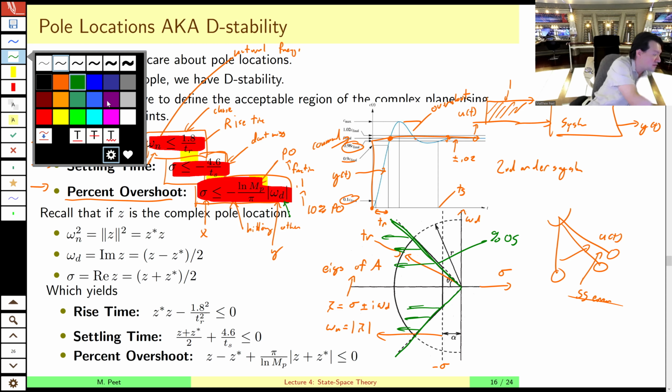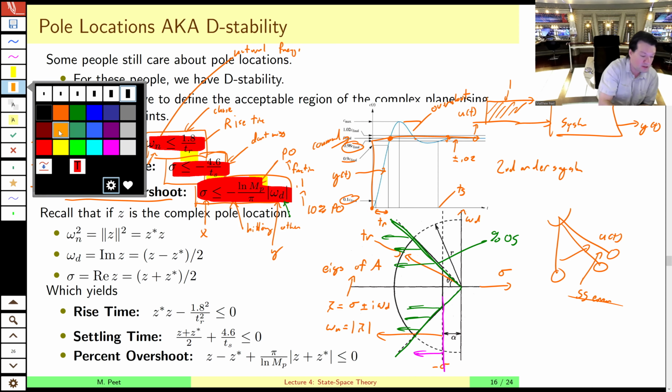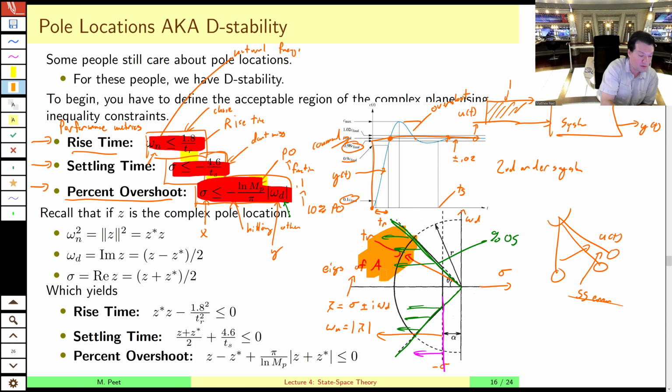So I'll change my color again. Right, go for pink. So that's the percent overshoot constraint. The rise time constraint is a circle, and then for the settling time constraint, we want to be to the left of that. So basically, our acceptable region of the complex plane looks something like this. Right. So we constrain our eigenvalues to be to the left of this line, below these sector constraints, these two lines.